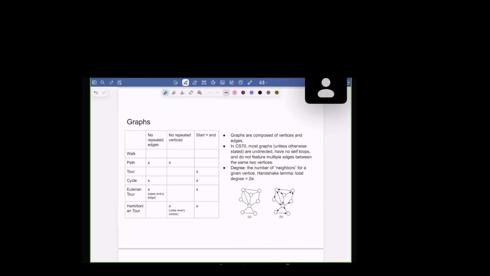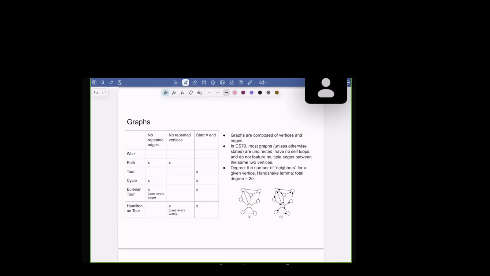And then the Hamiltonian has to go through every vertex exactly once, and it has to start and end at the same vertex.